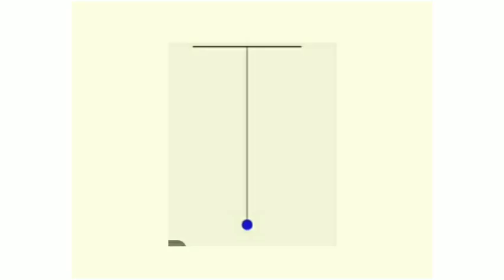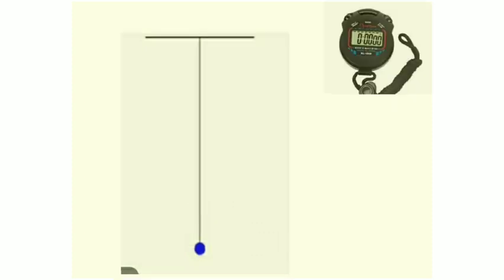Now let us perform an activity. Mark the mean position of the bob on the floor. Switch off the fan. Take a clock to measure the time. You can also take a stopwatch. Keep the string taut and bring the bob to one side.